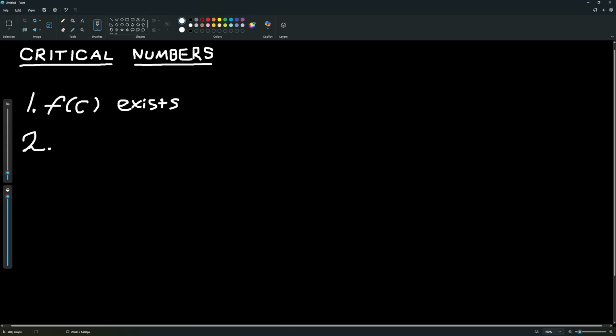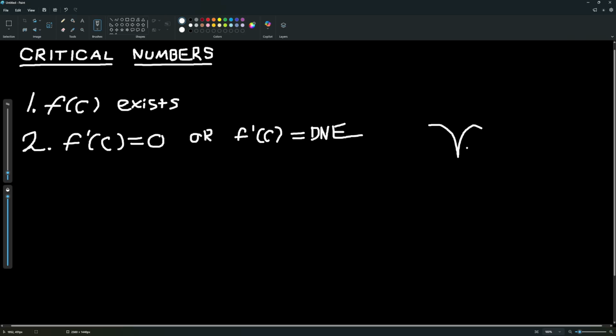So if a function defined at f of c exists, and if f prime of c equals 0, so at the point c, the slope equals 0, or the slope does not exist, like, for instance, it's like this. Imagine this is our point that we're looking at. If it's straight up, slope does not exist. So if it's 0 or it does not exist, then c is a critical number.